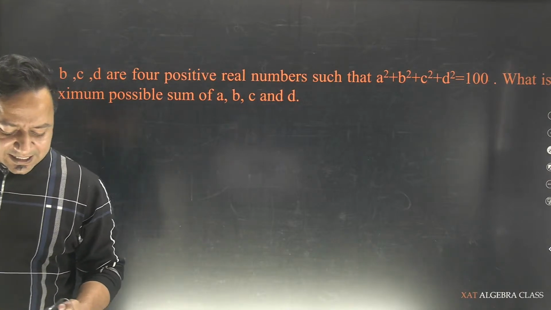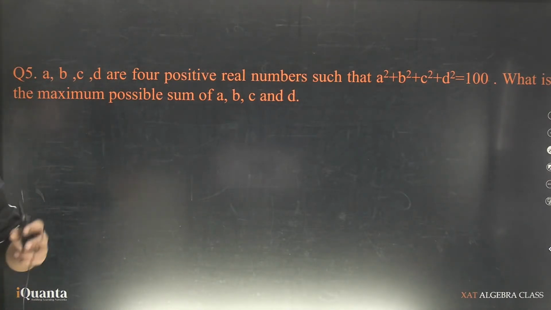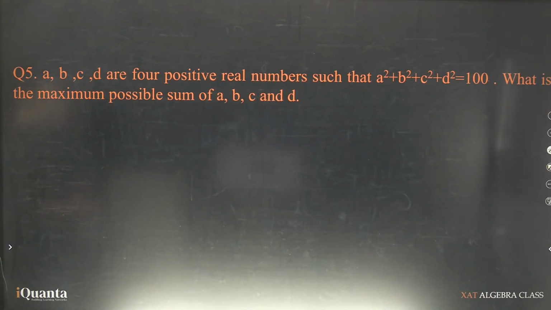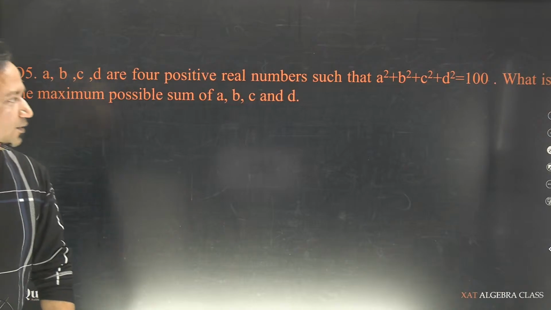This is a mixed algebra, so different concepts, all the concepts have been included in one session, and we are going by the same logic. Let's try to do this one. A, B, C, D are 4 positive real numbers such that, okay, this is given. What is the maximum possible sum of A, B, C, and D?